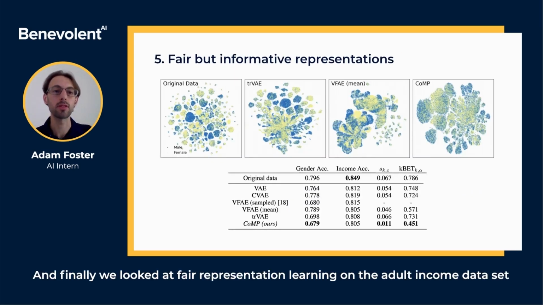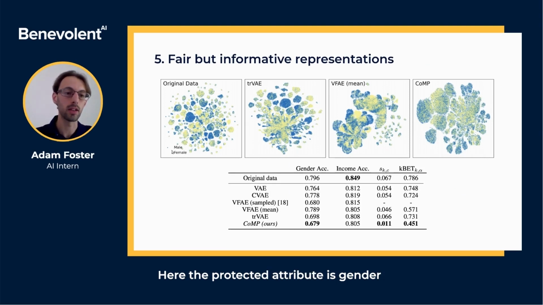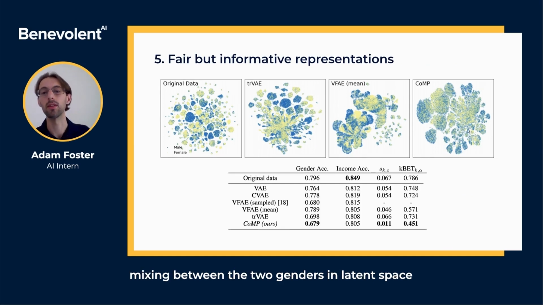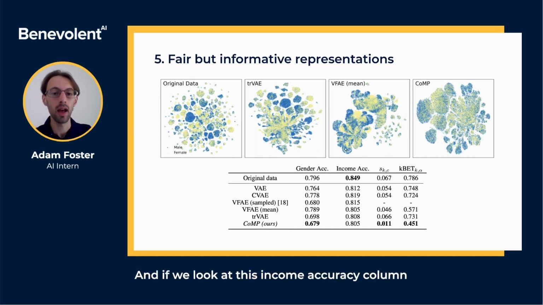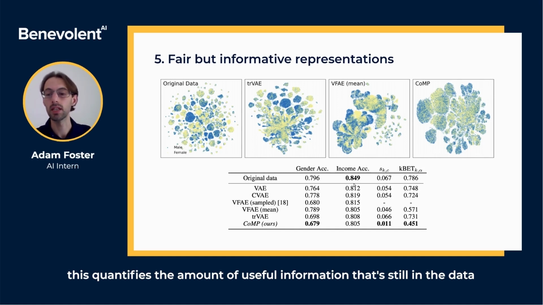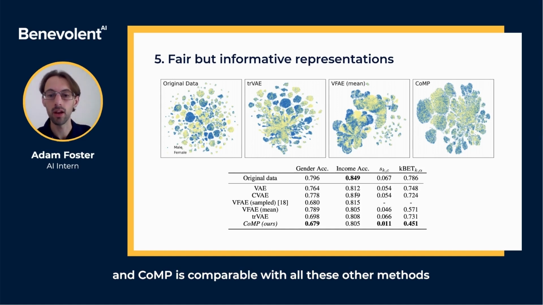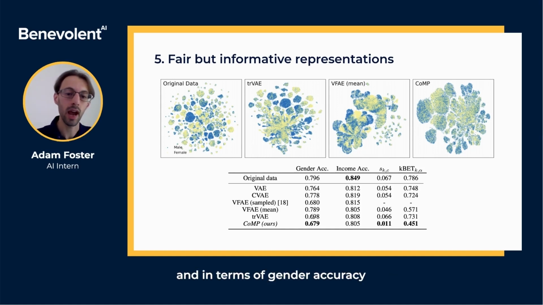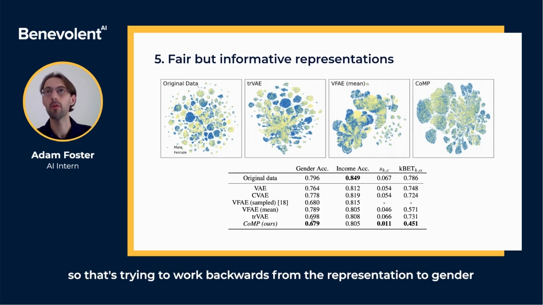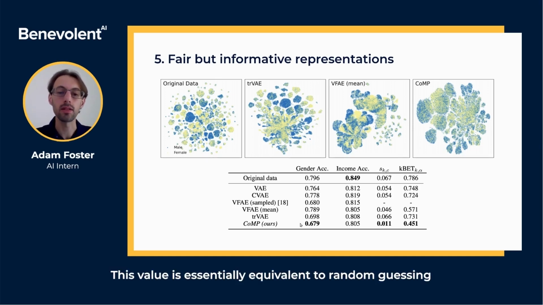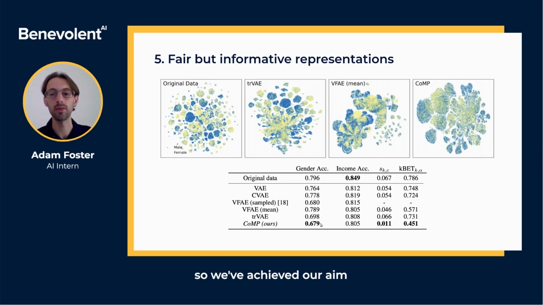And finally, we looked at fair representation learning on the adult income data set. Here, the protected attribute is gender, and we can see visually comp gives us the best mixing between the 2 genders in latent space. And if we look at this income accuracy column, this quantifies the amount of useful information that's still in the representation. And comp is comparable with all these other methods. And in terms of gender accuracy, so that's trying to work backwards from the representation to gender, which should be difficult, this value is essentially equivalent to random guessing. So we've achieved our aim.